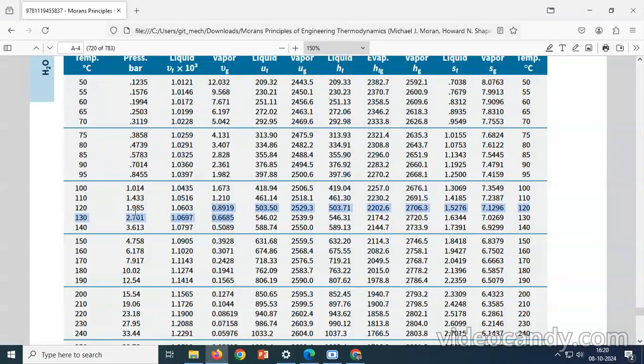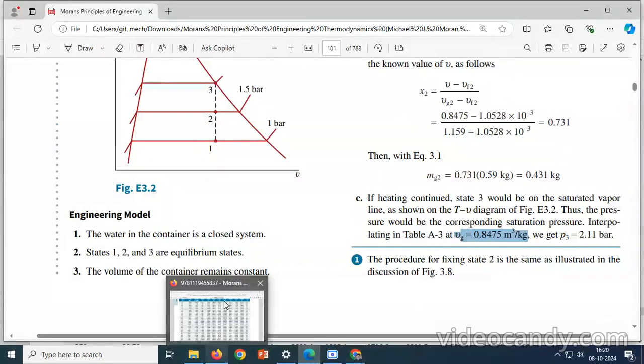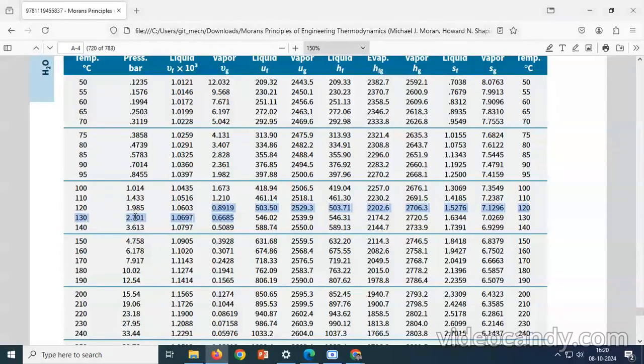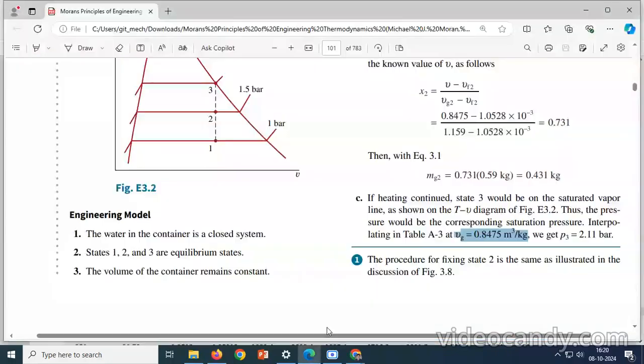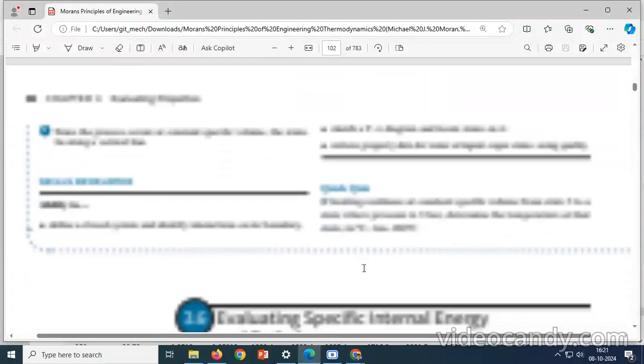See the pressure. It is between 1.9 and 2.7. So if you interpolate, you will get 2.11 bar. Here, 2.11 bar, near to 1.985 bar. What is the temperature? According to that, it is around 125 or 126 degrees. You can write the temperature also after interpolating. Any doubts?